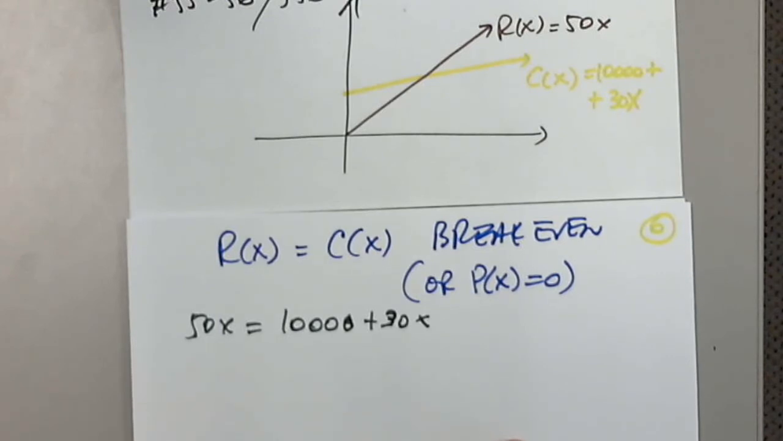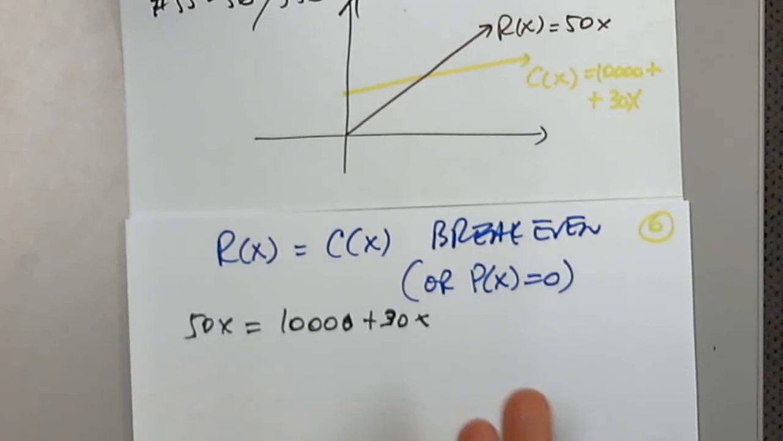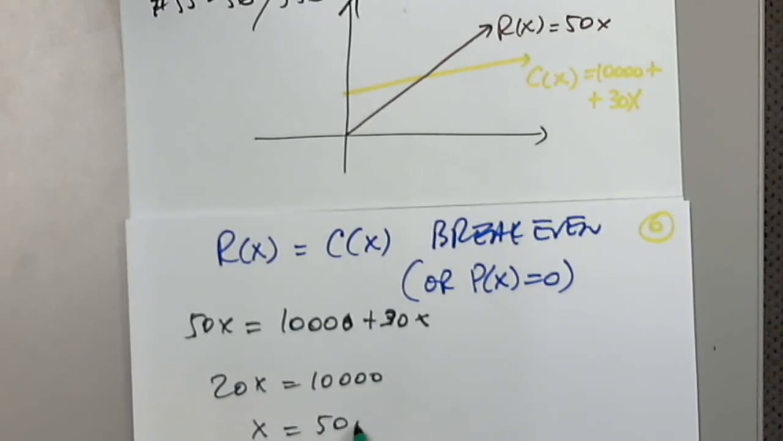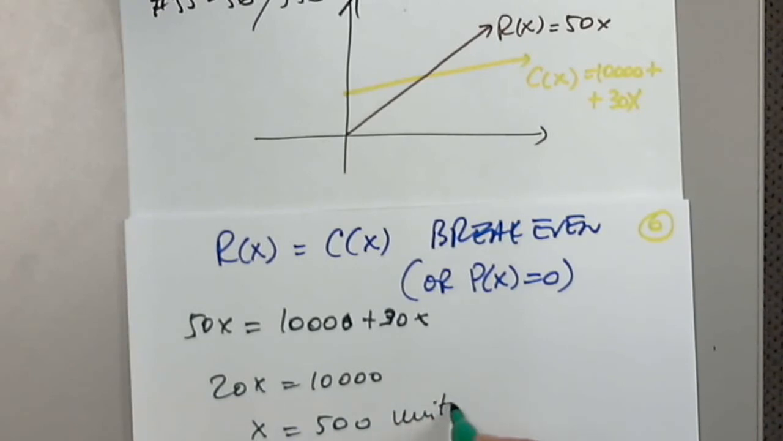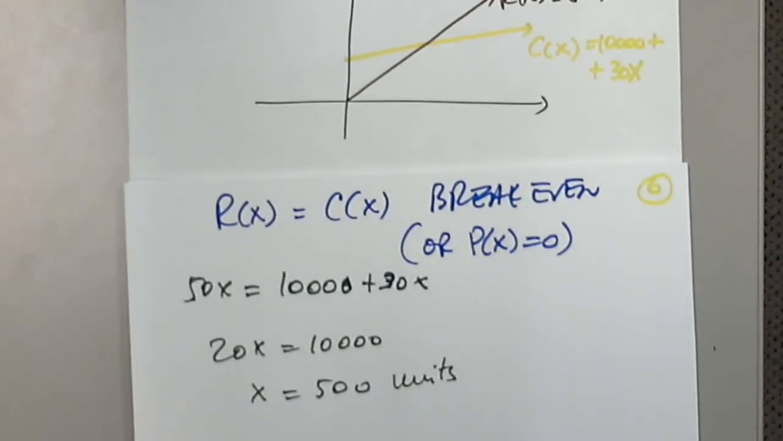What type of equation is it? How do I solve it? Linear. Good. I'm moving 30x to the other side. 20x equals 10,000. So then x equals 500 units. So this was problem 55.